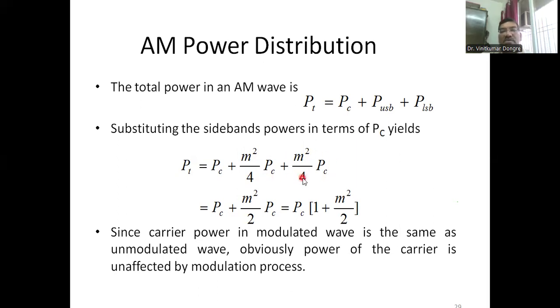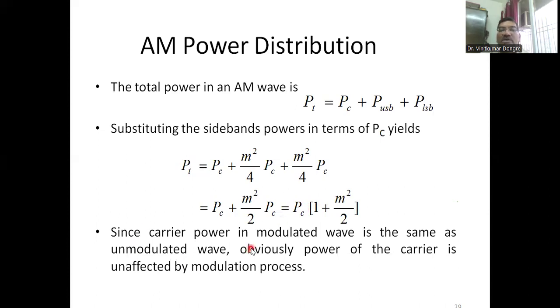This one is the upper sideband power, one is the lower sideband power, and this is PC. So you can simplify this. The addition of these M square by 4 terms becomes M square by 2, that is M square by 2 into PC. So your total power becomes PC into (1 plus M square by 2). So you can see your total power depends on the modulation index. If the modulation index is higher, then your power will be higher. So this is the carrier power.